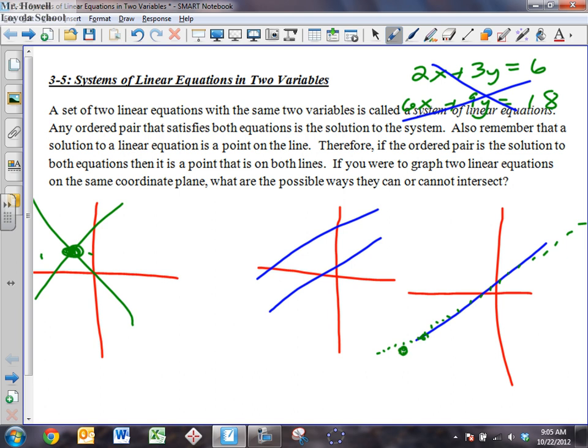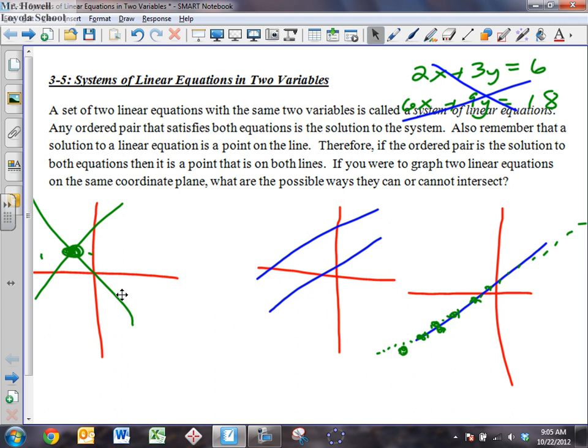This point is shared. This point is shared. So is this one, and so forth and so on. Therefore, there are an infinite amount of solutions, because there are an infinite amount of intersecting points on these two lines. Is that clear so far?